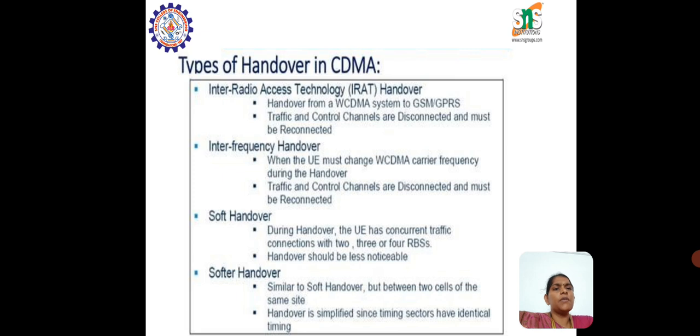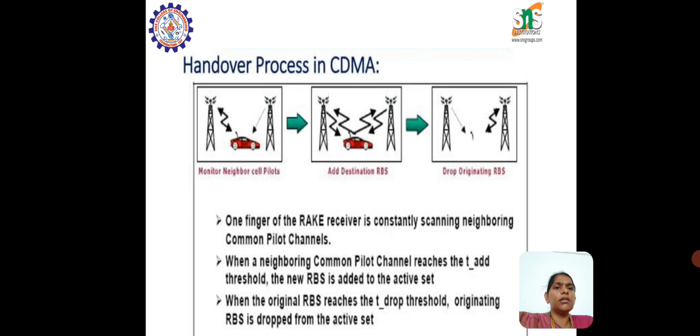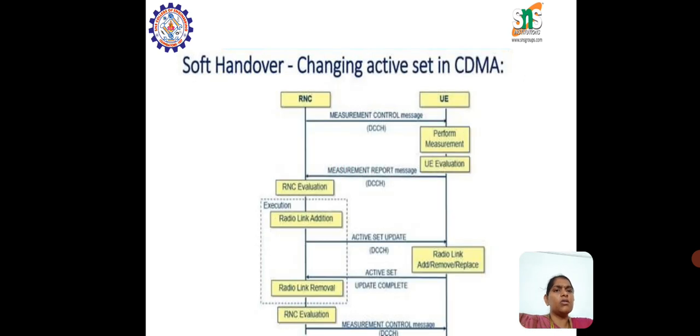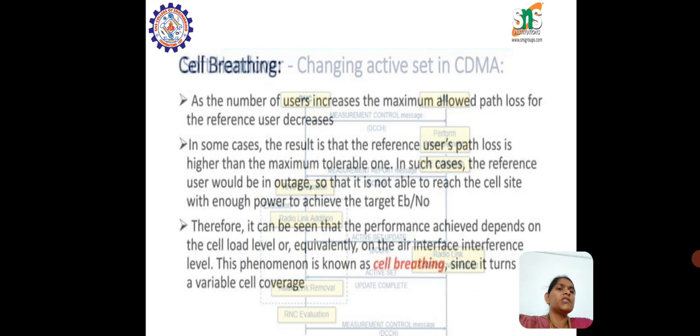So these are the types of handover which occur in CDMA, and this is the handover process in CDMA. Here, one finger of the RAKE receiver is constantly scanning the neighboring common pilot channels. When the neighboring common pilot channel crosses the threshold, the new RBS is added to the active set. So this is the algorithm structure, the process of soft handover.